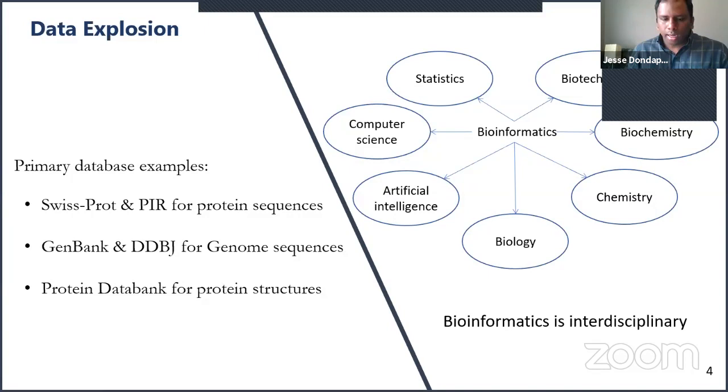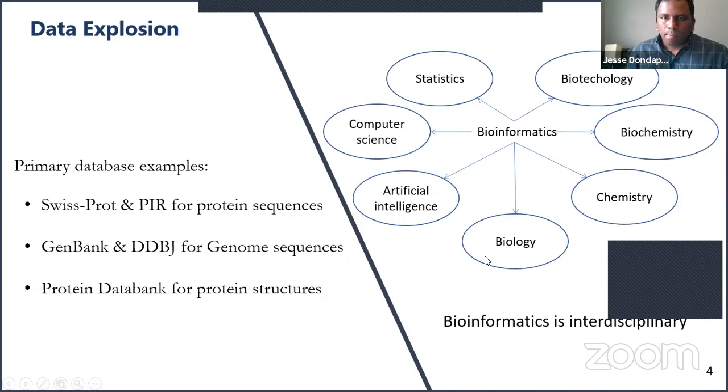And there are other databases like SwissProt and PIR. PIR stands for Protein Information Resource, and this is for protein sequences. Well, with the advent of these databases, there was a development of tools. We call them bioinformatics tools, and these tools are useful for understanding and interpreting certain scientific information. Well, so bioinformatics is a truly interdisciplinary science.